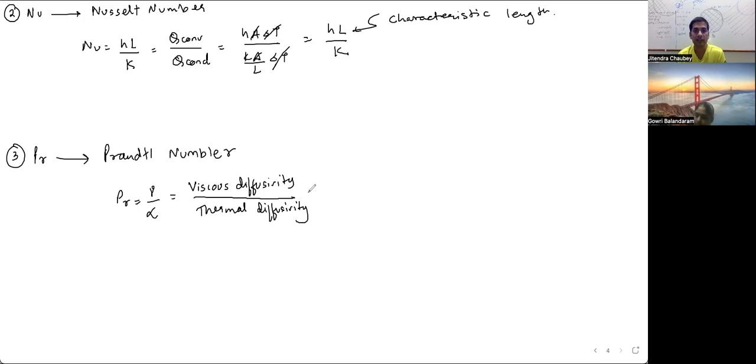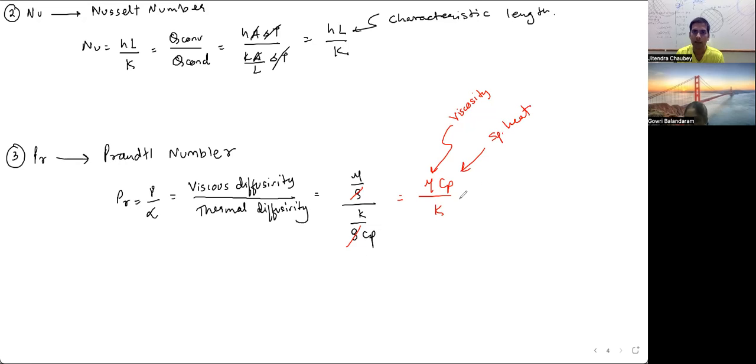Okay, so viscous diffusivity was mu by rho, and thermal diffusivity was K upon rho Cp, right? Then rho gets cancelled out, and the last formula which is left is mu Cp by K. Mu is dynamic viscosity, Cp is specific heat, and K is thermal conductivity. This is viscosity. This is specific heat. And this is conductivity.